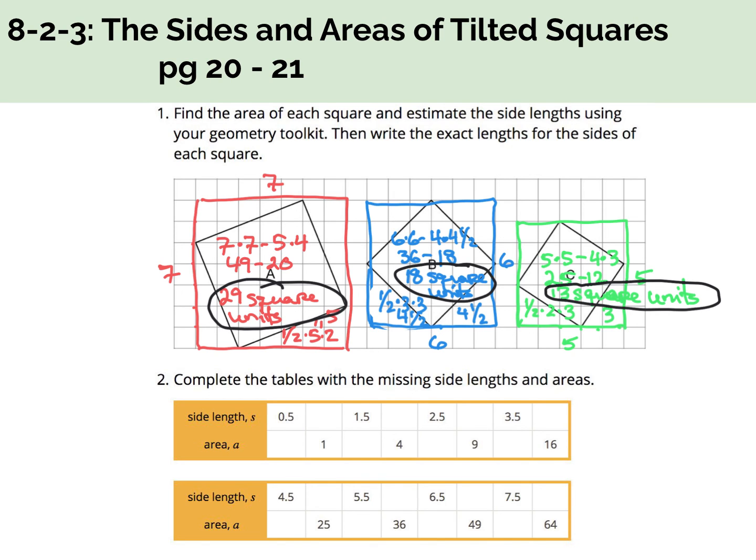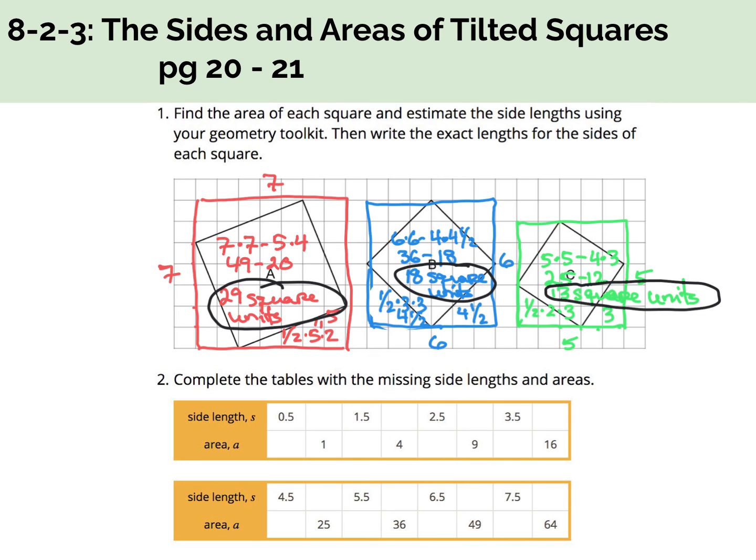All right, so for square A, you should have 29 square units, and you can see how I found that. For B, I had 18 square units, and for C, I had 13 square units. So these are all the areas for A, B, and C. If you need to pause and look at what I did, it's what we've been doing before. We make the bigger square, we find that area, and then we subtract off the 4 triangles' areas.